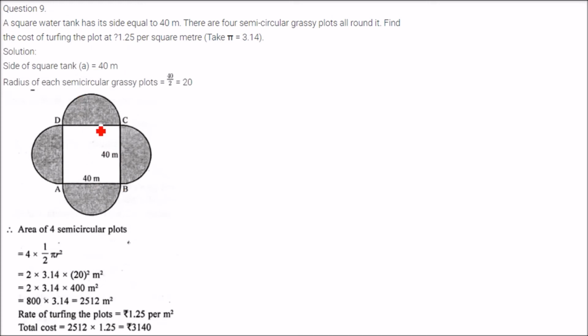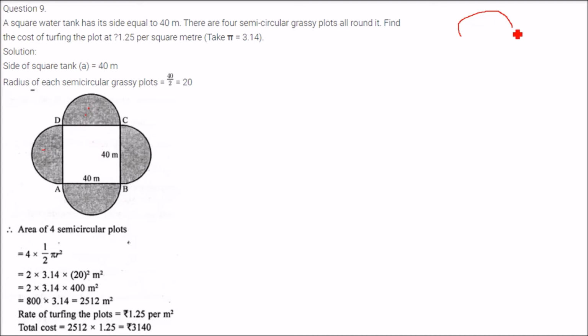A square water tank, this is a square water tank, has a side equal to 40 meter. There are 4 semicircular grassy plots. So these are 1, 2, 3, 4 semicircular grassy plots around it. Find the cost of turfing a plot at this rate, 1.25 per square meter. So what we have to do here is, see, we have to add these two areas.